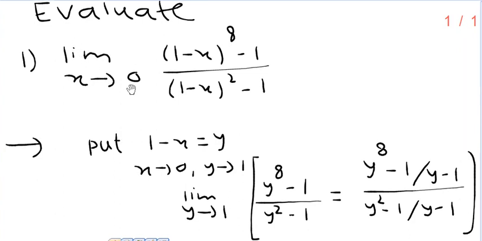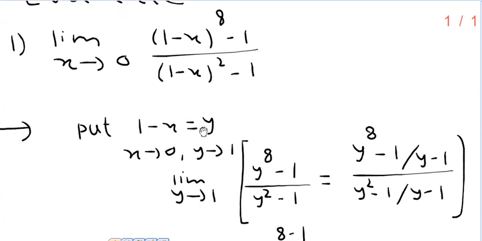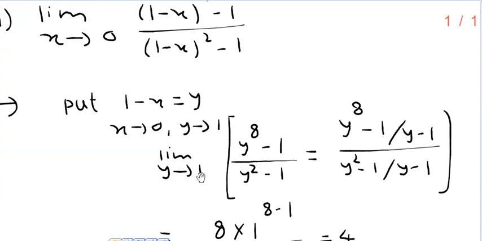First one: limit x tends to 0, (1 minus x) raised to 8 minus 1 upon (1 minus x) square minus 1. Can we take the limit in the first step? No, we get 0 by 0 form. Use substitution, 1 minus x equal to y. When we use substitution, we are changing the variable. So we must obtain the tending value of the new variable. As x tends to 0, y will tend to what? 1 minus 0, that is 1. So this is limit y tends to 1, y raised to 8 minus 1 upon y square minus 1.